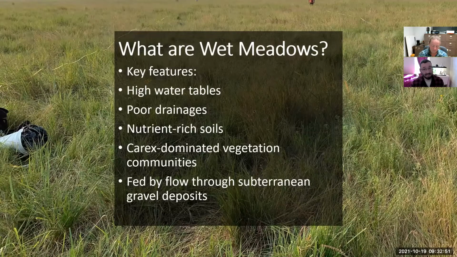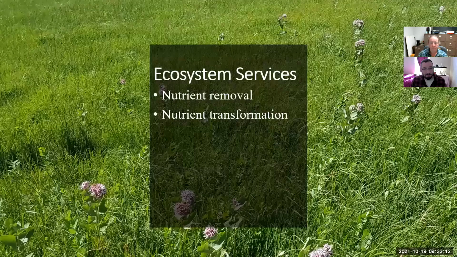And then wet meadows are fed by flow through subterranean gravel deposits. Now this can actually get the ecosystem into trouble to some degree, because these gravel and sand deposits beneath the wet meadows can often be dug up, mined, and sold, and that of course destroys the ecosystem. So that's part of what gets them in trouble, and we'll talk about that more later.